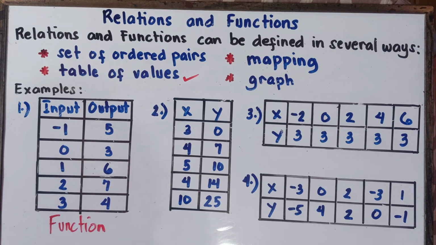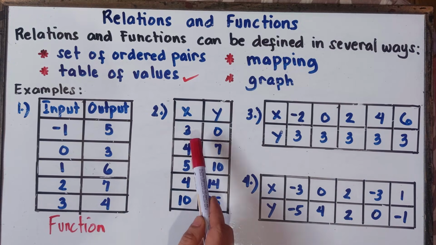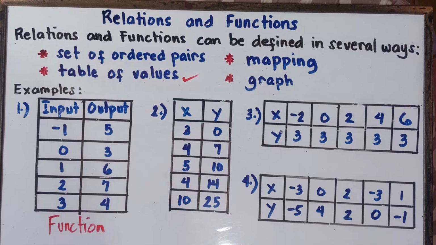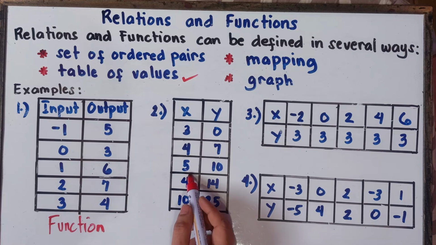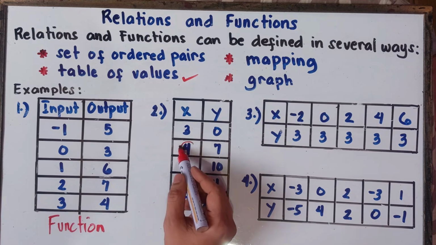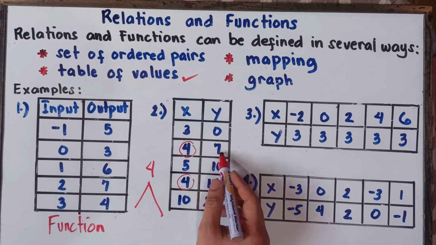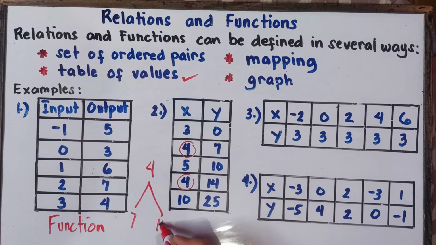Alright, so let's have example number 2. We have given x values and then y values. So we have 3, 0, 4, 7, 5, 10, 4, 14, 10, and then 25. Now question, is this a function or not a function? That's correct. It will not be a function. Why is that, sir? Because this number 4 is repeating and corresponds to different outputs. Once again, class, number 4 corresponds to different outputs. That would be number 7 and then number 14.